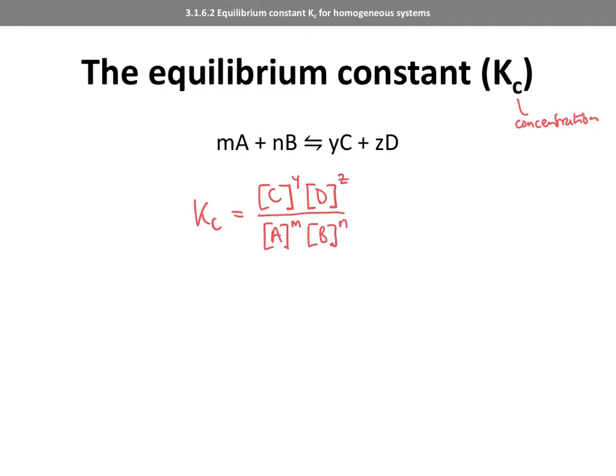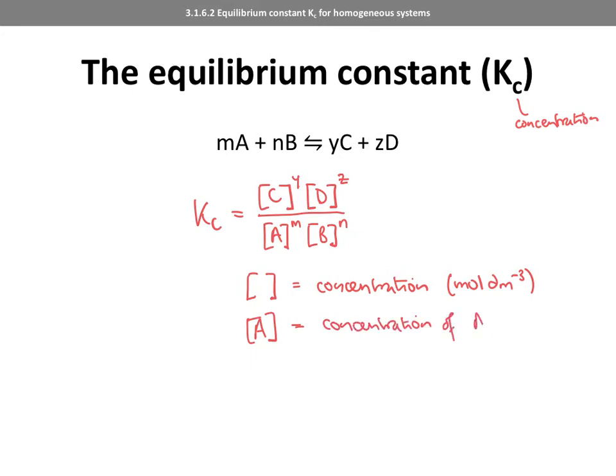Now square brackets mean concentration, and don't forget that it is measured in moles per decimeter cubed. So if we write A with the square brackets, then we're saying the concentration of A. And so what we've written here is essentially the general rule about how you write what we're going to call an equilibrium expression for this reaction.